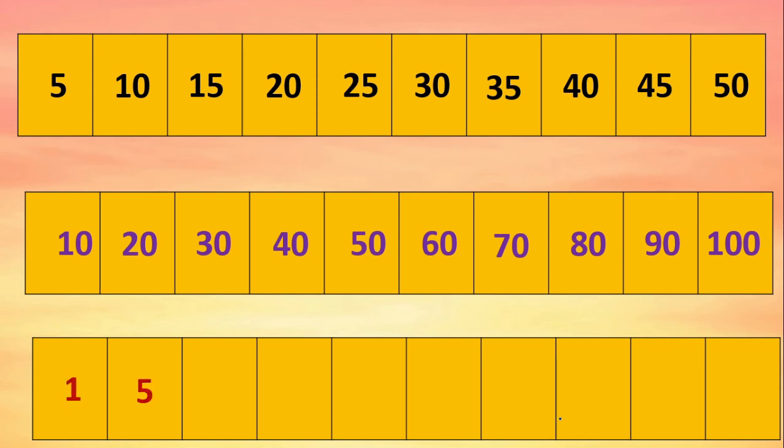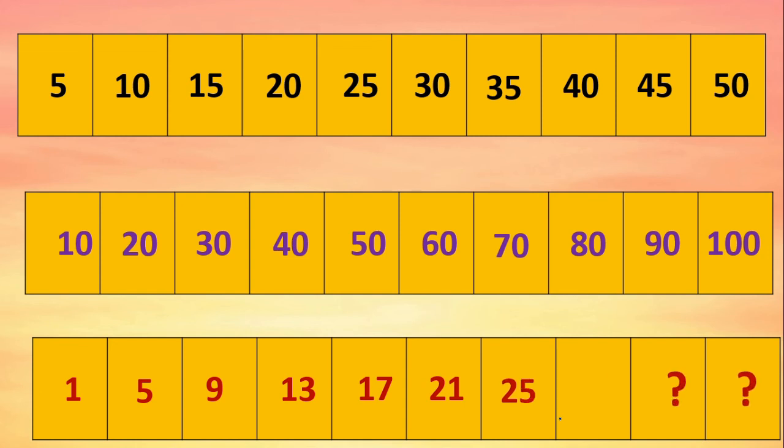Last one, 5. A little complicated. Now, how many numbers are skipped here? 2, 3, 4. Means 3 numbers are skipped. Then afterwards 5. Okay. 6, 7, 8. It should be 9. Very good. 10, 11, 12, 13. 14, 15, 16, it should be 17. 18, 19, 20, it should be 21. Okay, 22, 23, 24, this is 25.